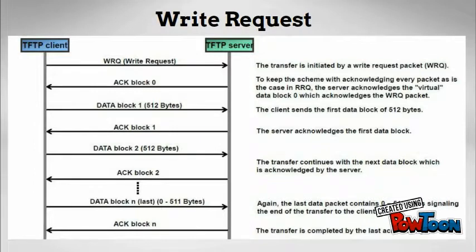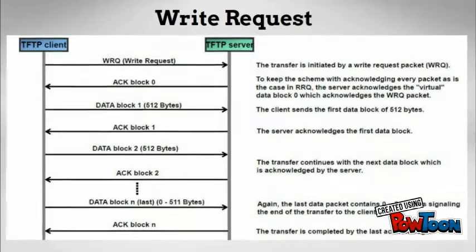In write request, the file transfer is initiated by the write request packet. The server responds with virtual data block 0, which acknowledges the WRQ packet. The client sends the first data block and the server acknowledges it. Transfer continues with the next data block, which is again acknowledged by the server.